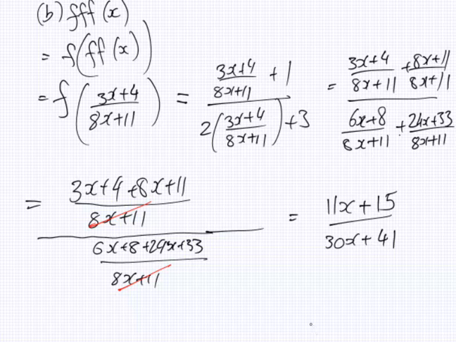So f triple x is f double f x, but in fact you already know what the middle part here is. That's the previous 3x answer plus 3x plus 4 over 8x plus 11. So this will equal x plus 1 over 2x plus 3, which equals 3x plus 4 over 8x plus 1 plus 8x plus 1 over 8x plus 1 plus 6.